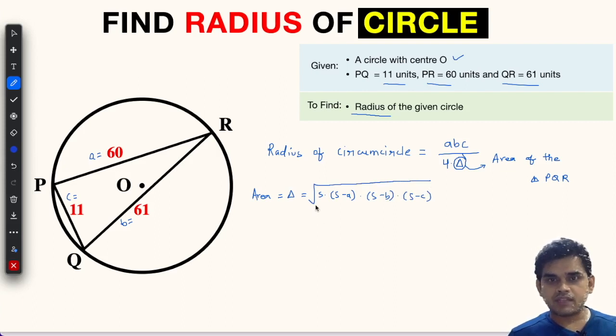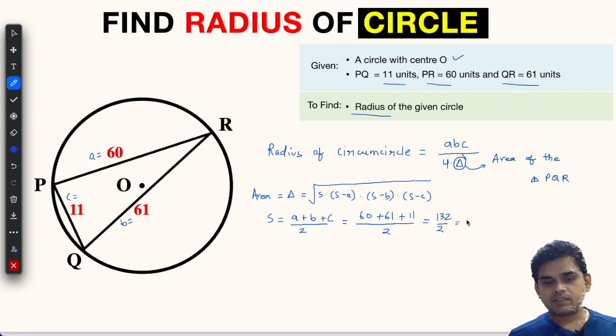Now what is S? S is the semi-perimeter. Mathematically it is A plus B plus C divided by 2. The perimeter is the sum of all the sides. So if we calculate this, it will be 60 plus 61 plus 11 over 2. If we solve this, we get 132 over 2, that is 66.